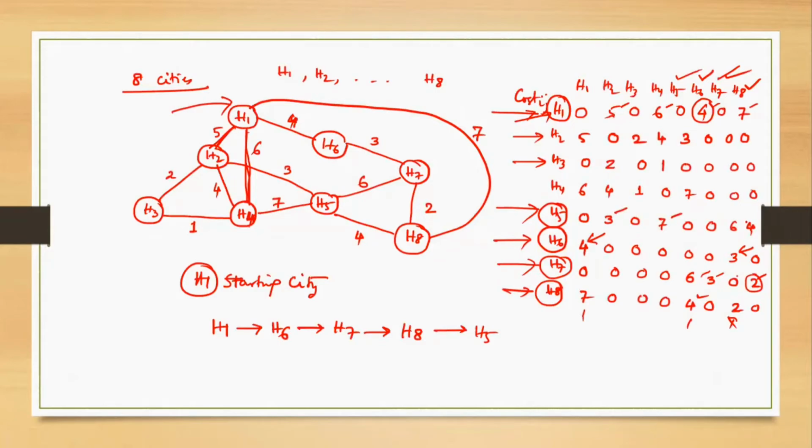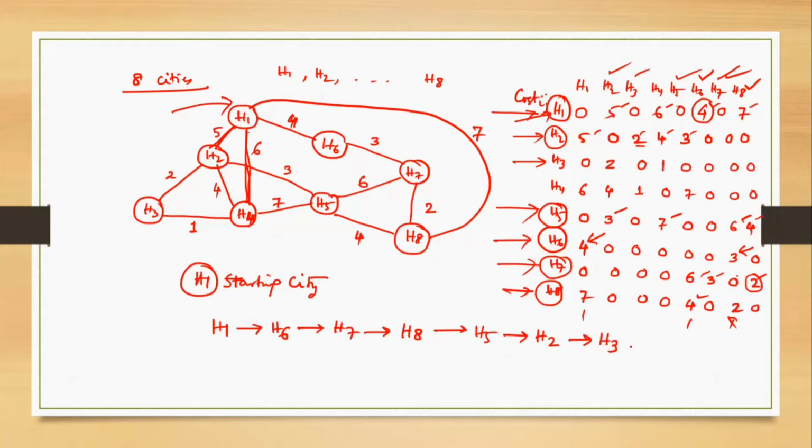Identify the non-zero entries: this one, this one, this one, and this one. Among these 4, 3 is the minimum. Identify the city, which is H2. H2 has not yet come, so I can freely move to H2. Now I am at H2. Among these 4 non-zeros, 2 is the minimum. Identify the city: H3. H3 is accepted because it has not come yet.